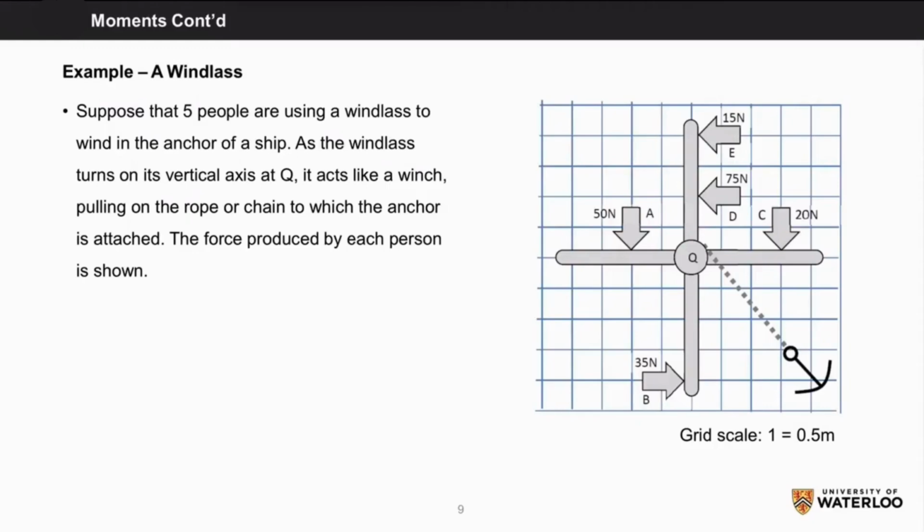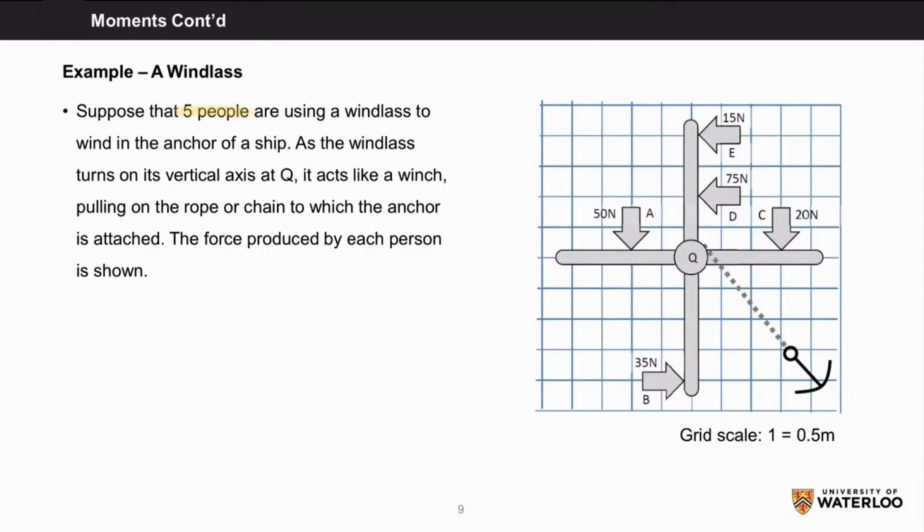This is part 2 of lesson 2.2, and in this video we'll be going over an example that demonstrates moments. Let's take a look at this example of a windlass. Suppose that 5 people are using a windlass to wind in the anchor of a ship.